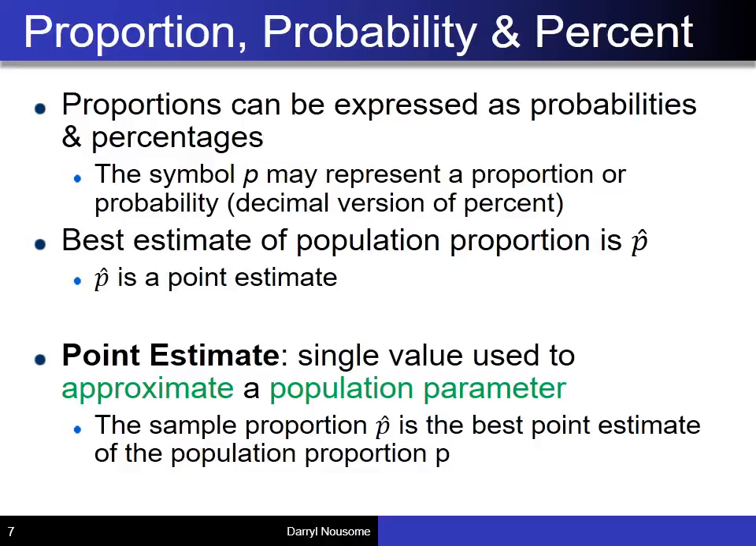So again, remember, our best estimate of the proportion is p hat. We say that our sample p hat represents our population, and we call this a point estimate. This point estimate is the single value which is used to approximate a population parameter. So it tells us this is the closest value that we can use. If we've sampled 40 people, this is what most likely represents the underlying population that we have.